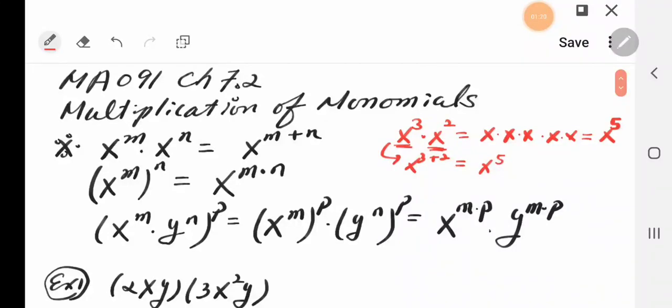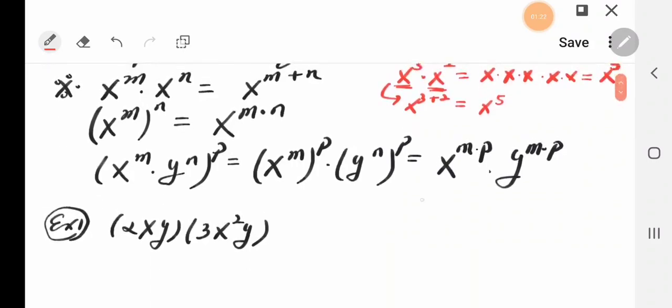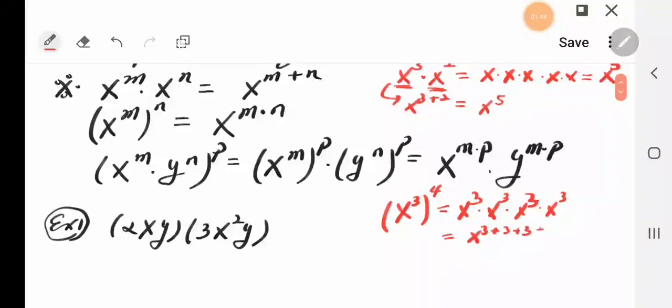Okay, the second property is this. x cubed raised to, let's say this time, the 4th power. That means the base x cubed is multiplied 4 times. So using the first property, we will add the exponents 4 times. So finally, the exponent will be 3 times 4, or 4 times 3. So that is x to the 12th power.